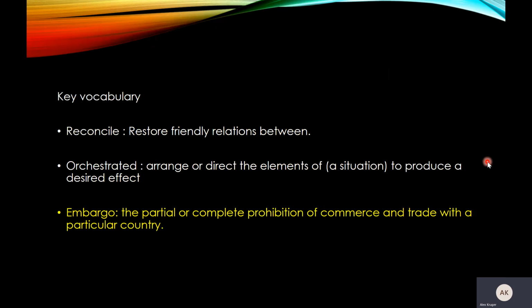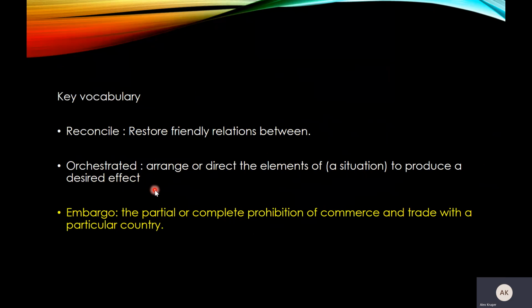So some stuff to know beforehand. Reconcile means to restore friendly relations. It's like making up. If you and your friend fight and you guys are getting along now, you reconciled. Orchestrated: arrange or direct the elements of a situation. If you're in control of a situation, you're the one who orchestrated it. If you make something happen, you orchestrated it happening.